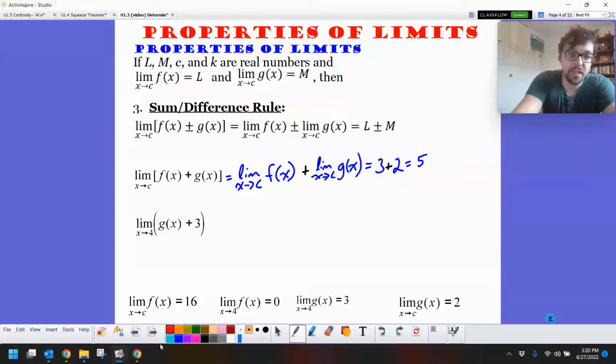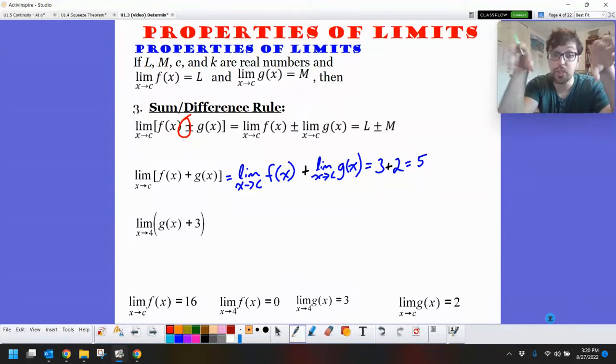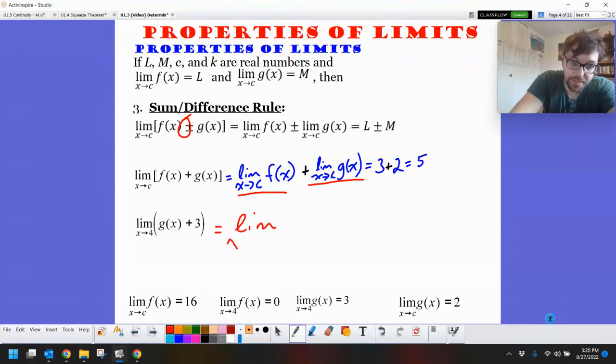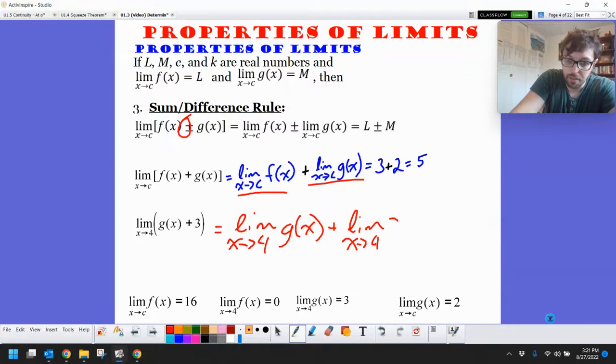This next property is used quite often. If you see that there is a sum or a difference inside of that limit, you can break it up into two separate limits that you can find the value of. So here we broke it into this limit, and then we just added those two together. So this is the limit as x approaches 4 of g of x plus the limit as x approaches 4 of 3.